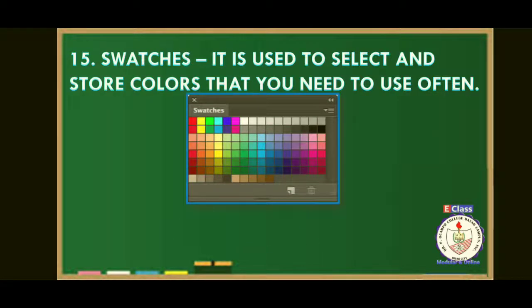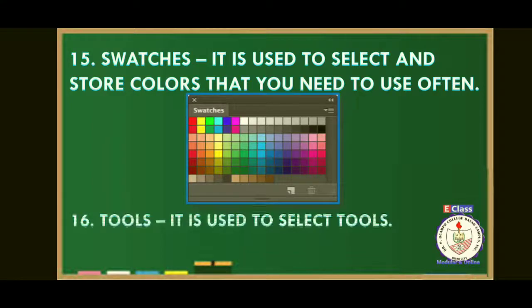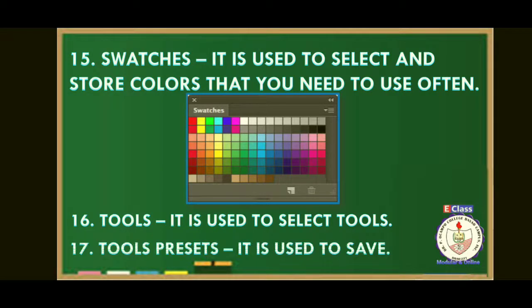Next is number 15, swatches. It is used to select and store colors that you need to use often, or to select the stored colors. Next, number 16, tools. It is used to select tools. And number 17, tool presets. It is used to save and reuse tool settings.